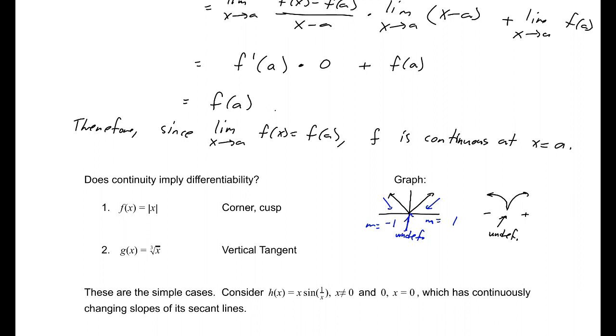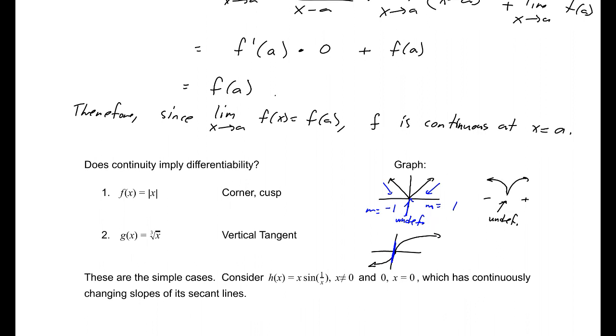Now, for the second one, g of x is the cube root of x. I need to draw this very well. Okay, it does something like this. If you notice, we have positive slopes on the left, positive slopes on the right. However, at this point, it actually goes vertical. There's a vertical tangent line. And that's the other way that we can have something that's not differentiable, because that's an undefined slope.